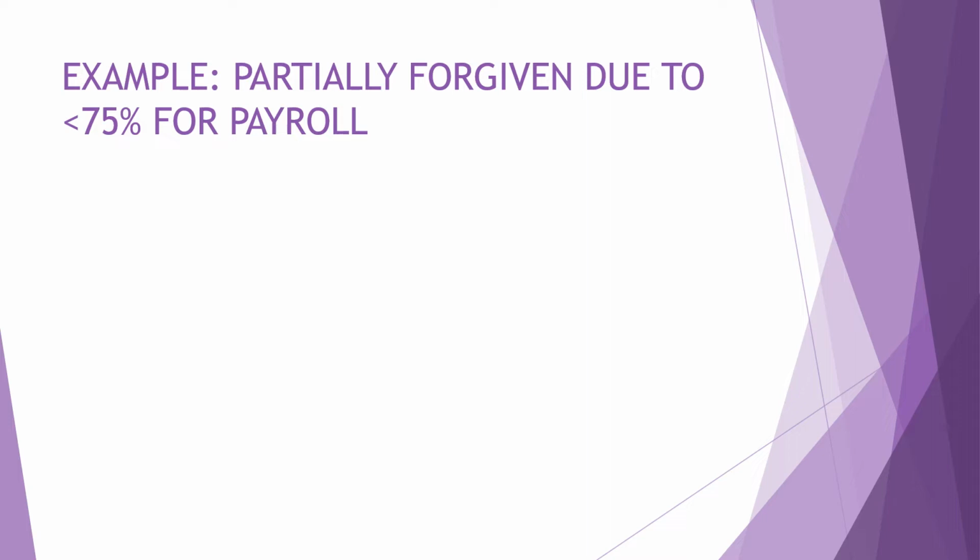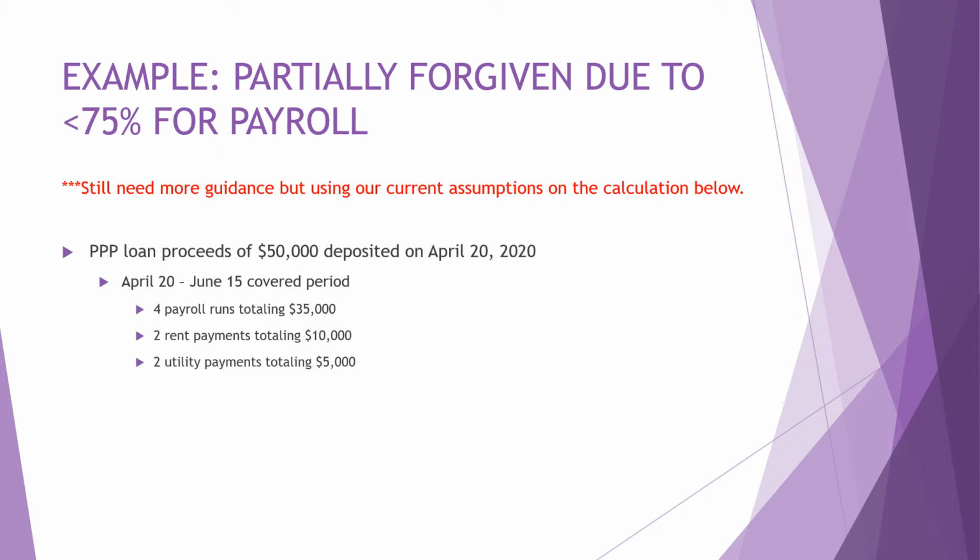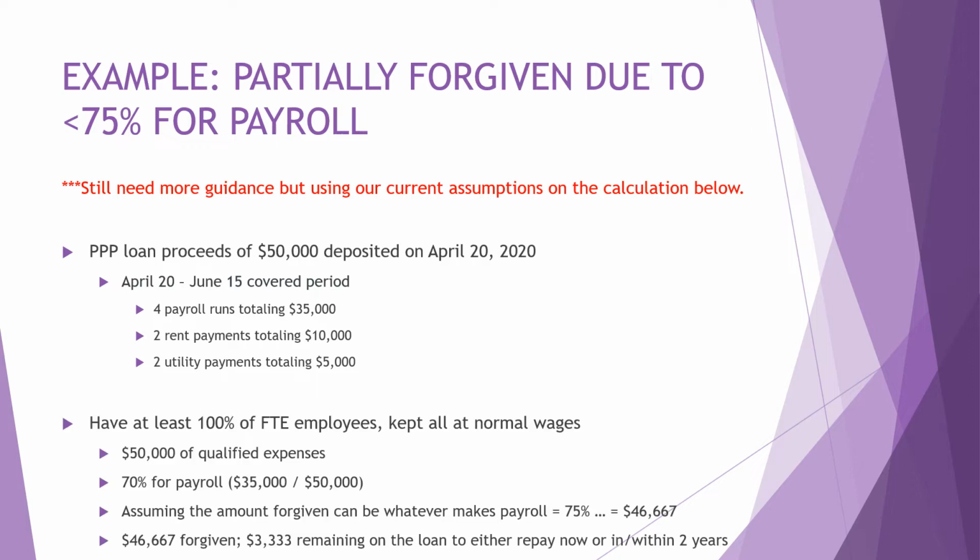And then just one more example here where the loan is partially forgiven because we had less than 75% used on payroll or more than 25% used on those other costs. Now there's still some more guidance needed here, but I went ahead with our current assumptions on this calculation. So same here, the PPP loan was $50,000, same coverage period, but now our 4 payroll runs are $35,000, our 2 rent payments are $10,000 in total, and our 2 utility payments were $5,000 in total. We still have the full-time equivalent employees at normal wages, so no reduction for those.